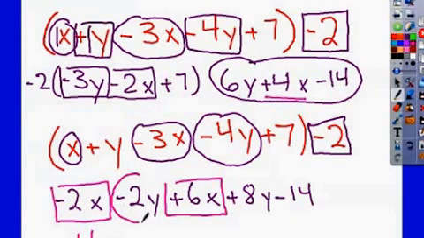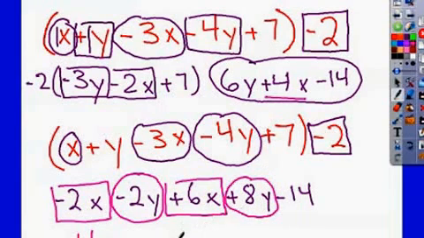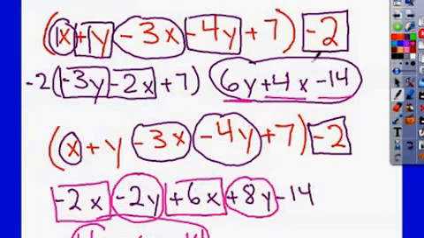Now for the y's, I've got negative 2y, positive 8y. Put those together, that would be a 6. So that's going to be positive 6y. As you see up here, I've got that up here too, positive 6y. And then I can't put the negative 14 with anything, so we'll just put it on there, minus 14. So here's our answer. We got the same thing, no matter how we did it.